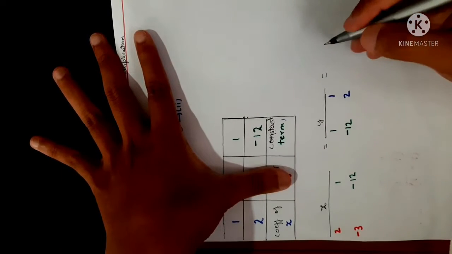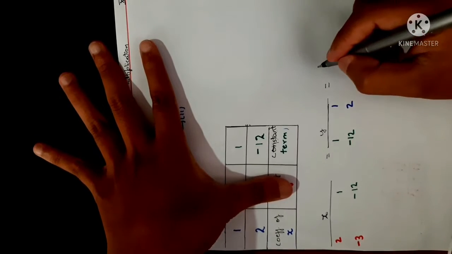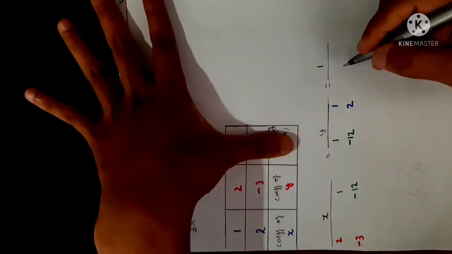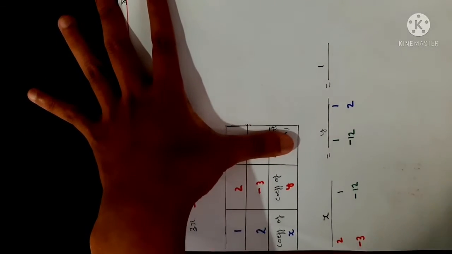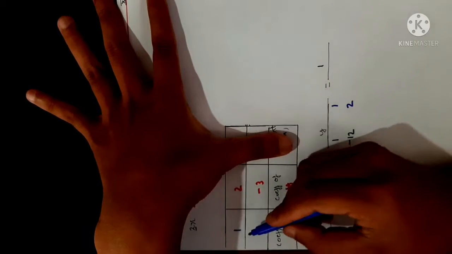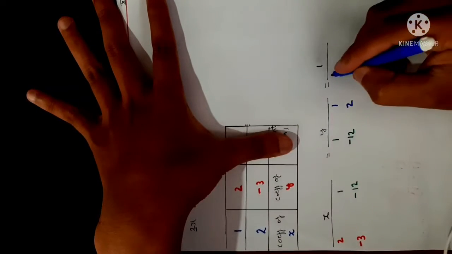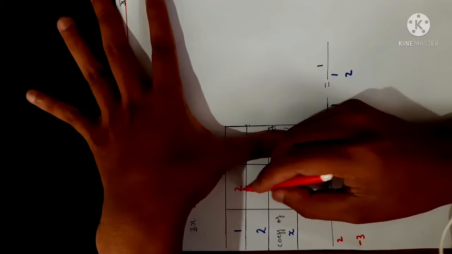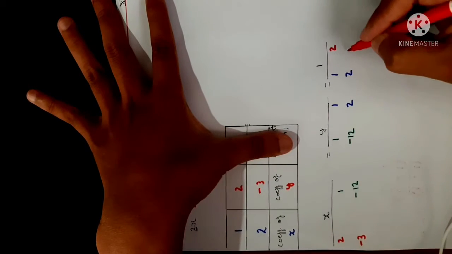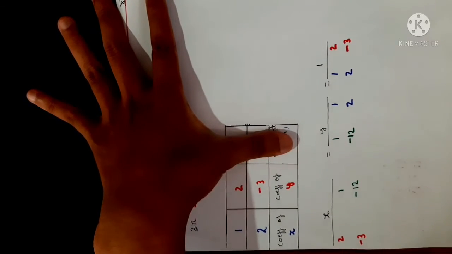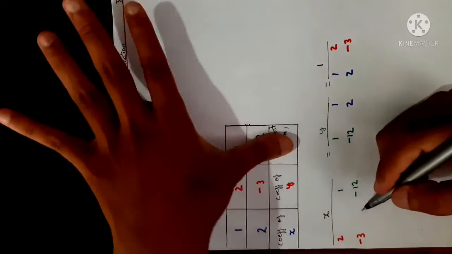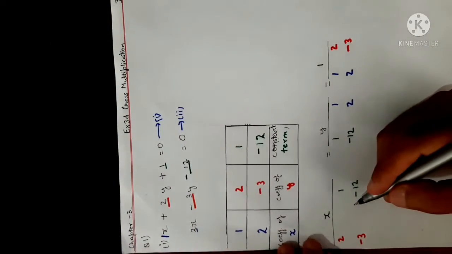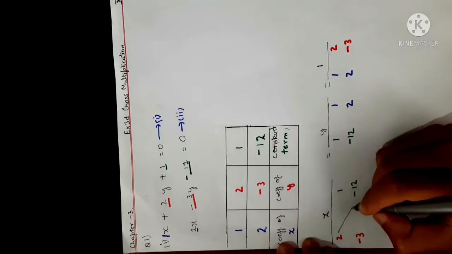Then in the constant term, we just write 1 divided by. So we cover this constant term. Now we write 1 and 2, then the coefficient of y, 2 and minus 3. Next, what we do is we cross multiply them. That is why this method is known as cross multiplication.